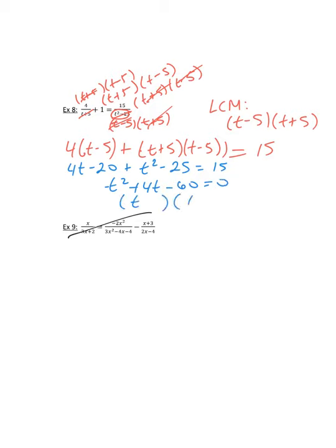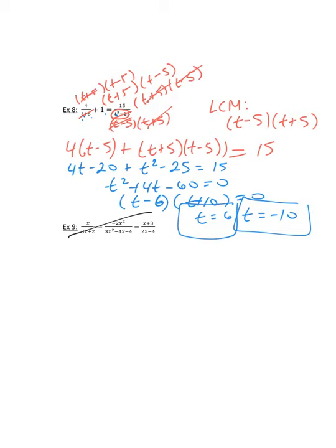This factors into t and t, 6 times 10, positive on the 10, negative on the 6, and the 4 comes from the difference. Okay, so that equals 0. So I have t equal to 6 and t equal to negative 10. And neither one of those, when I plug them back into my denominators, produces 0 in the denominator, so I'm good and I don't reject anything.